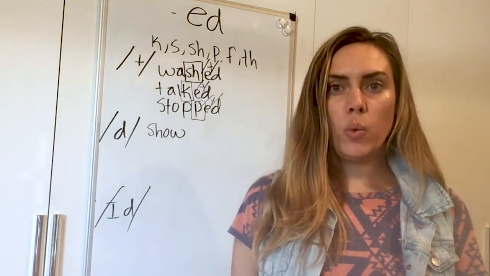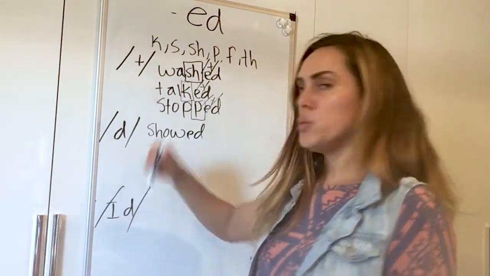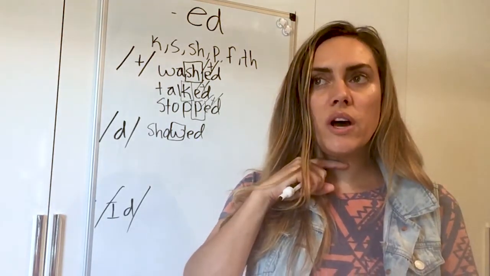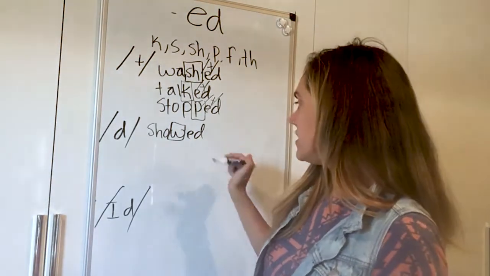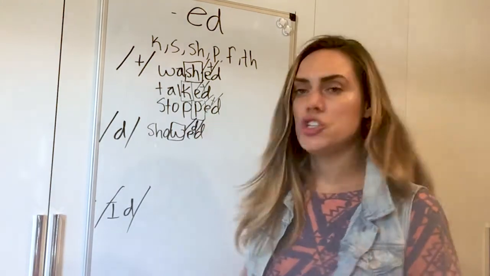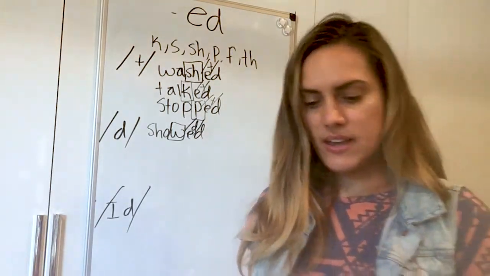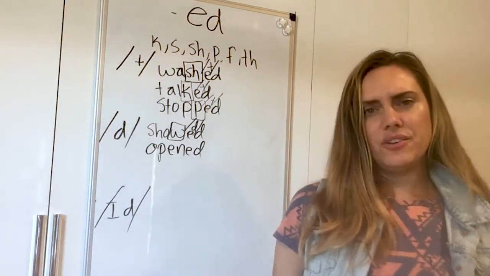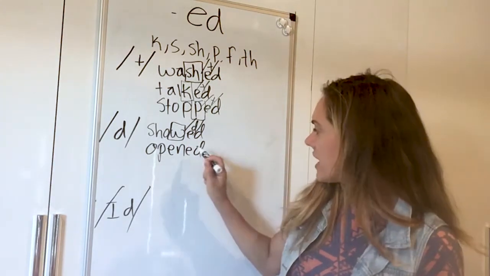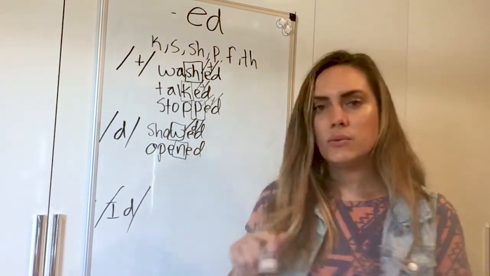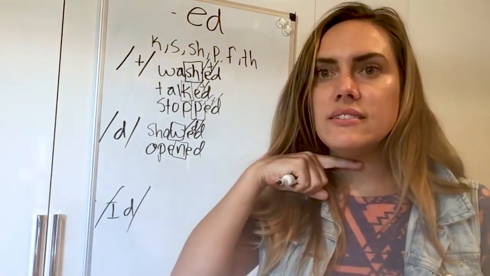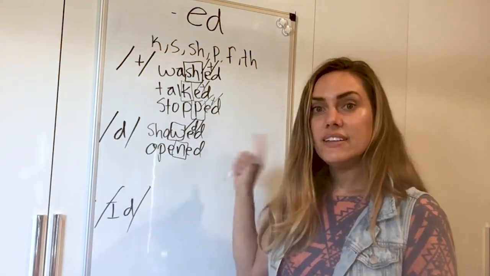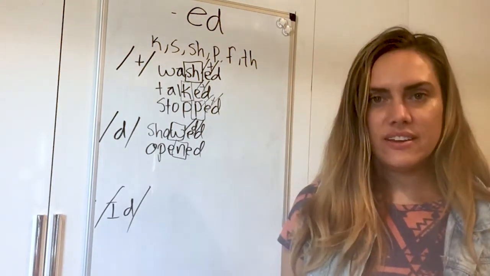So for example, maybe I want to write show. I want to say showed, past tense. Well, look at this. What's that sound? W. Okay, that's voiced. So what am I going to do? I'm going to add d: showed, okay? Or open. Let's add the -ed. I don't know how to pronounce this word, so let's look at the N. What sound is that? I feel the movement, I feel the vibration, so I need to add the d sound: opened, okay?